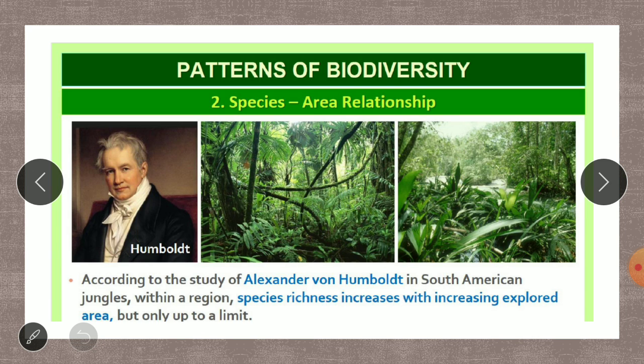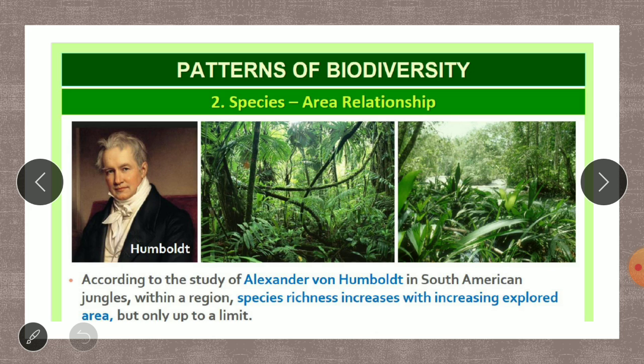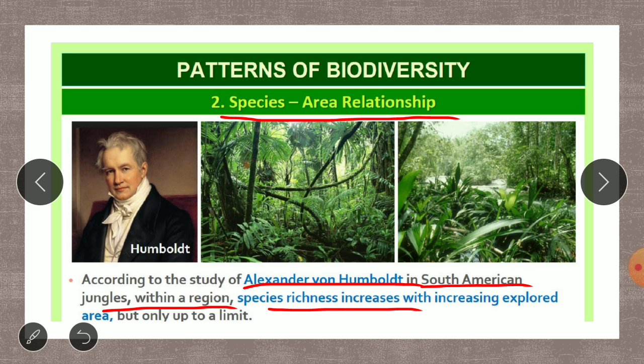Then, this was the first pattern of biodiversity, that was the latitudinal gradient. The second over here is going to be the species area relationship. According to the study of Alexander von Humboldt in South American jungles, within a region, species richness increases with increasing explored area, but only up to a limit.